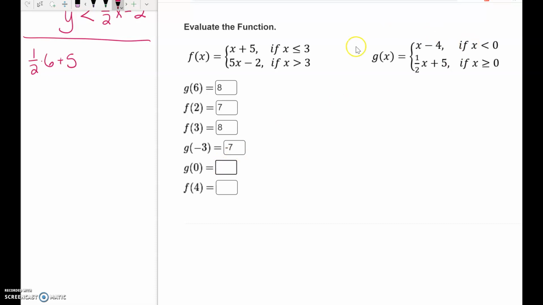G of 0, that's this function over here on the right. G of 0, 0 equals 0, so we use the bottom function. Half of 0 is 0. 0 plus 5 is 5. F of 4, we're using the function on the left. 4 is bigger than 3, so we're going to plug it into 5x minus 2. So 5 times 4 is 20. 20 minus 2 is 18.